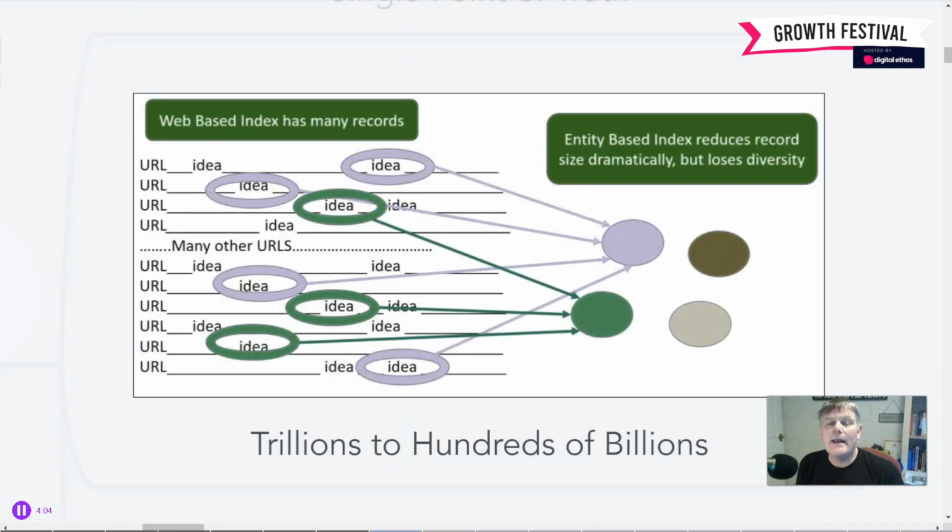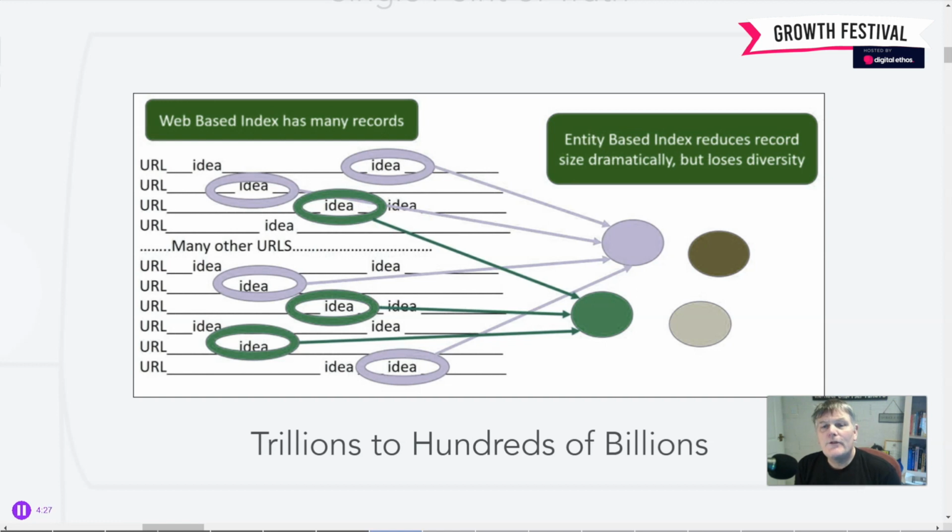But there's also a money imperative as well, because it fixes a scale problem that Google has by indexing pages. So if you see this diagram here and imagine that this is a whole list of URLs, every single URL on the internet, and then the text in those URLs which talk about different ideas or different topics.